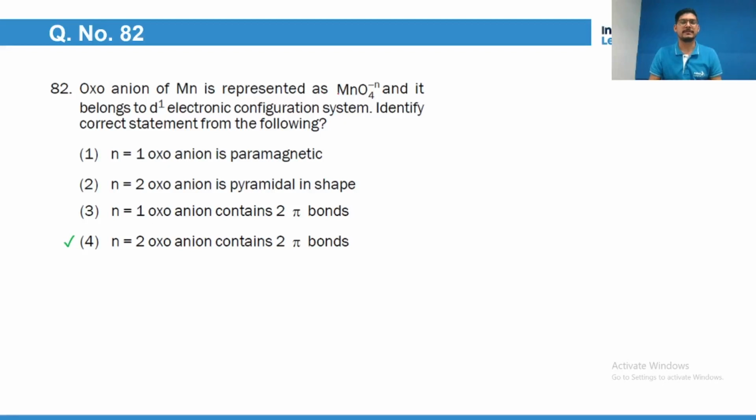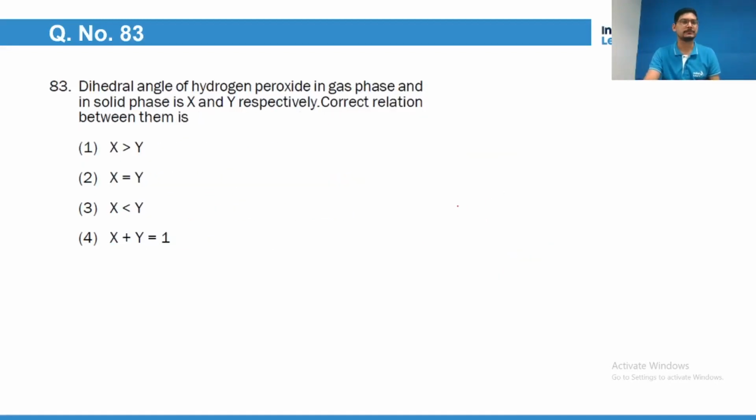Oxo anion of Mn is represented as MnO4 minus. It belongs to d1 configuration system. So of course we are talking about MnO4 2 minus because permanganate has d0 configuration, right? So it has n is equal to 2. Yes, n is equal to 2 oxo anion and contains 2 pi bonds. You can find out the structure. It would be tetrahedral molecule with 2 double bonds and 2 single bonds. So this is MnO4 2 minus manganate ion.